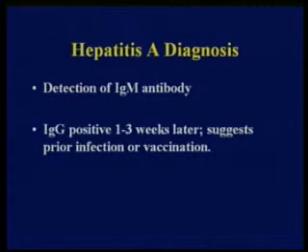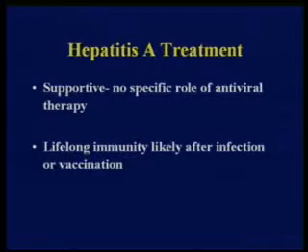I'm so smart, see? It shows up. Detect the IgM antibody, and IgG is positive 1 to 3 weeks later, suggests prior infection or vaccination. Very important. Supportive, there's no specific role of antiviral therapy, and lifelong immunity is likely after infection or vaccination. So you can't keep on getting hepatitis A. Once you've had it, you've had it. So if someone comes in with symptoms that are similar to hepatitis A and you have a history of being vaccinated or have had it in the past, you can move that out of your differential.